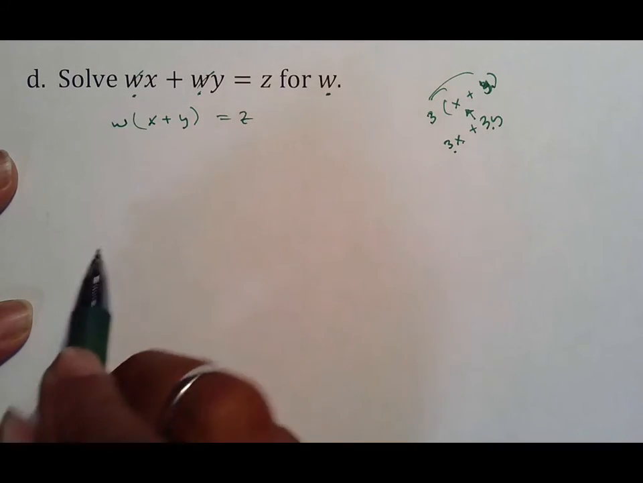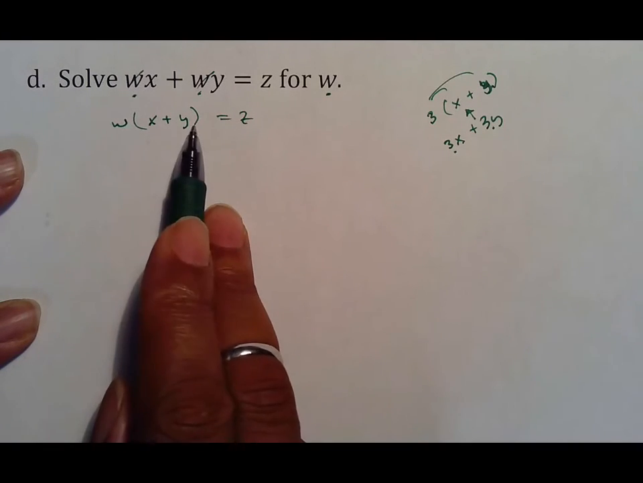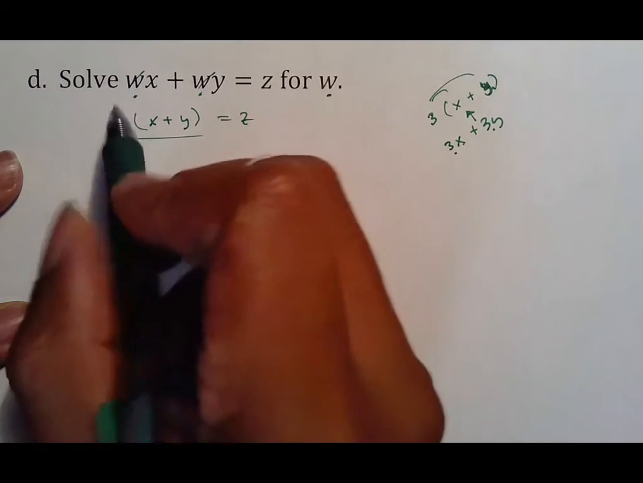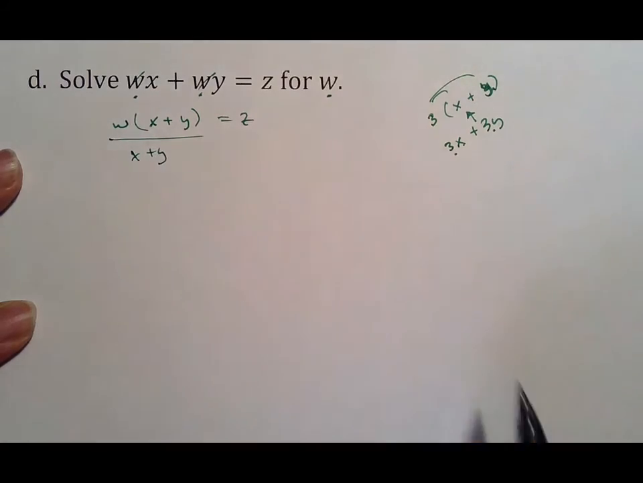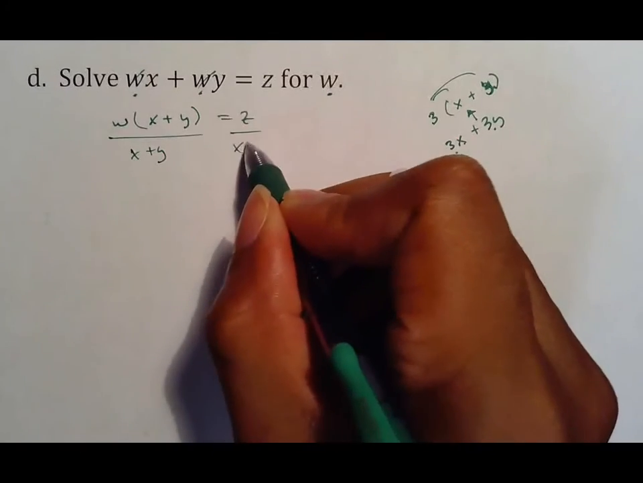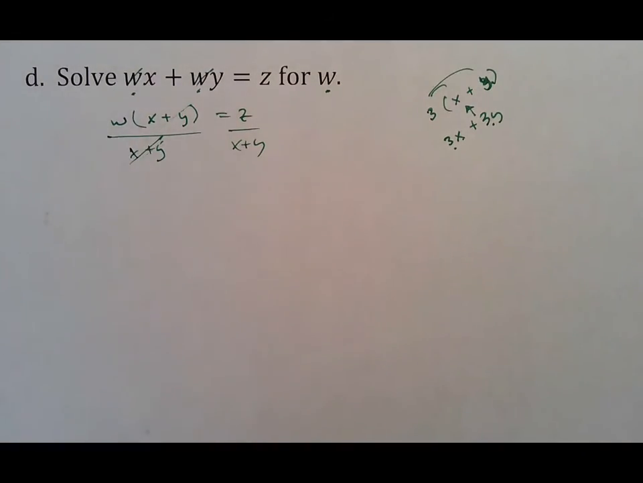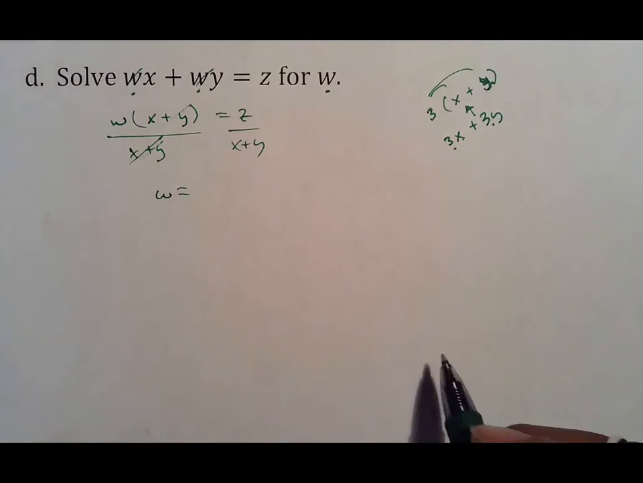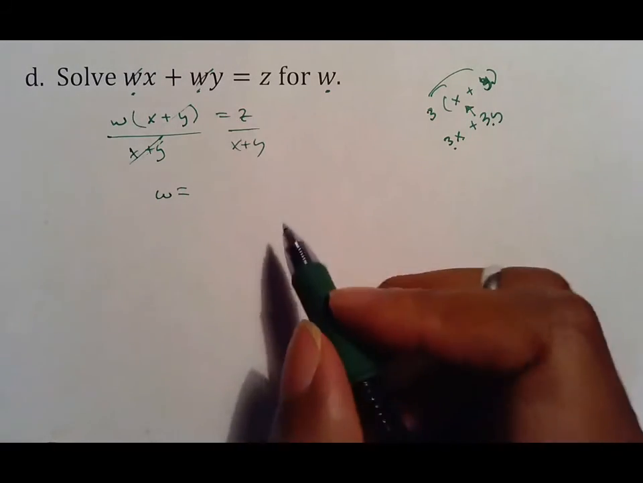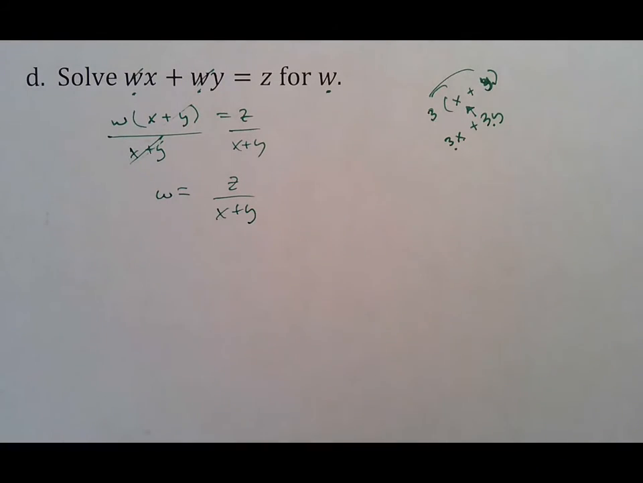And then what we do here is important. You want w by itself. It's being multiplied by x plus y, which means, based off of our rules, I should divide by whatever I want to get rid of on both sides. Because x plus y would cancel x plus y, leaving me with just w equals, and of course I can't do anything with this, so my answer is z over x plus y.